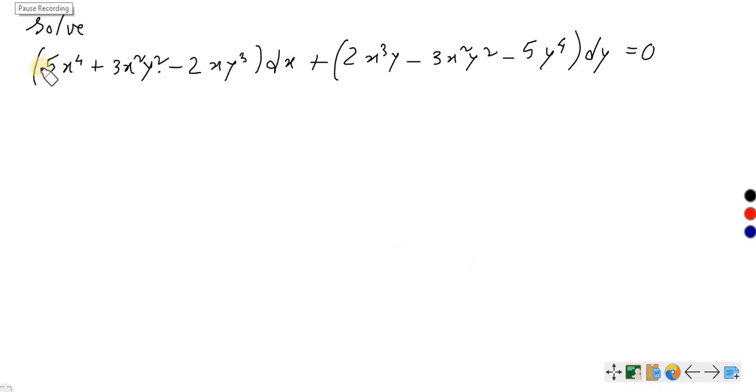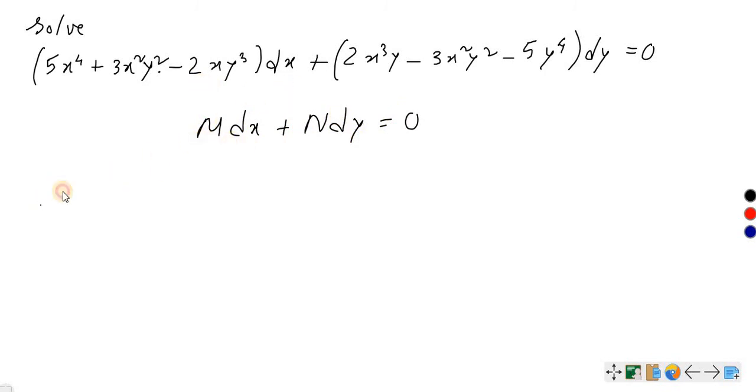To understand this exact differential equation, let us try to solve a very simple example. We have this question. Let us first check whether this differential equation is in the form of an exact differential equation or not. This is some function of x and y with dx, and this is some function of x and y with dy, and this equals 0. It matches the format of the exact differential equation that we have just seen.